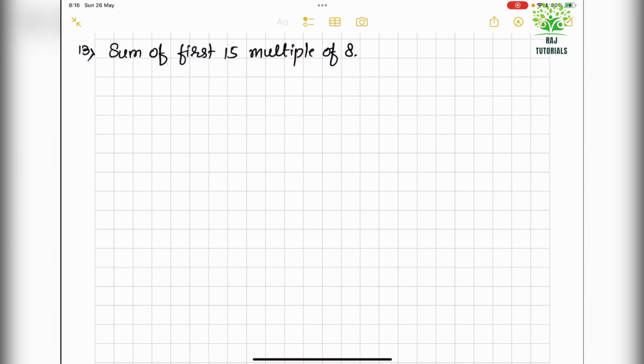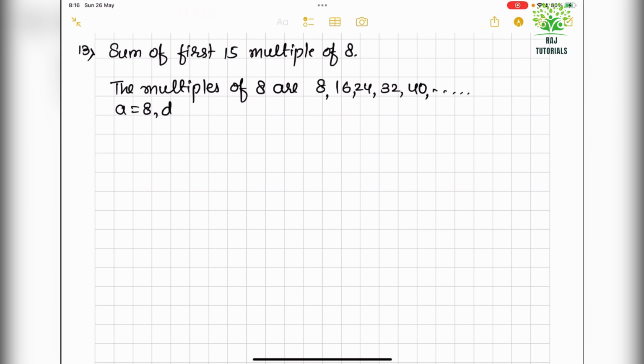Next is asking me to find the sum of first 15 multiples of 8. So the multiples of 8 are 8, 16, 24, 32, 40 and so on. Now here A will be 8, D will be also 8 and he has asked me as 15. So Sn equal to n by 2 into 2a plus n minus 1 d.